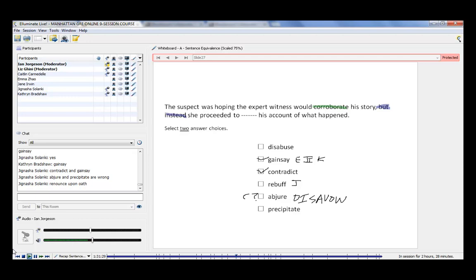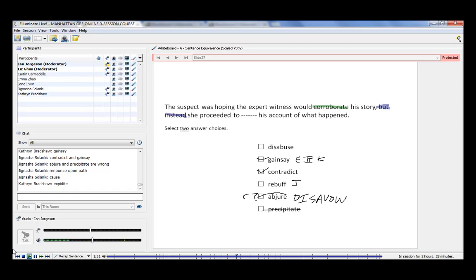Abjure. So kind of like if a king steps down, they abdicate. They're abjuring their role as king. And precipitate means to basically happen quickly, make something happen quickly. Yeah, exactly. So those guys ended up being out.